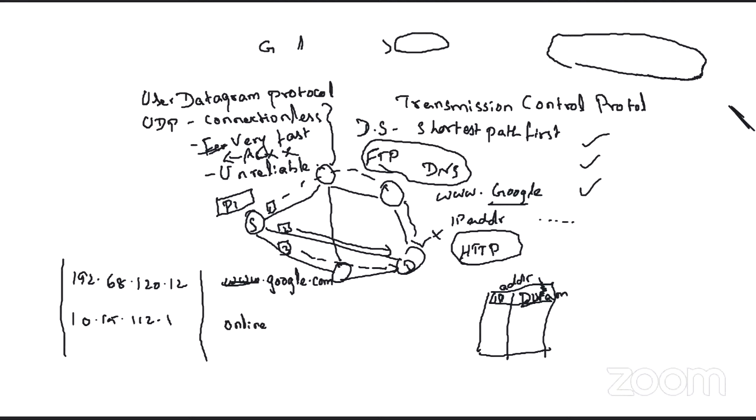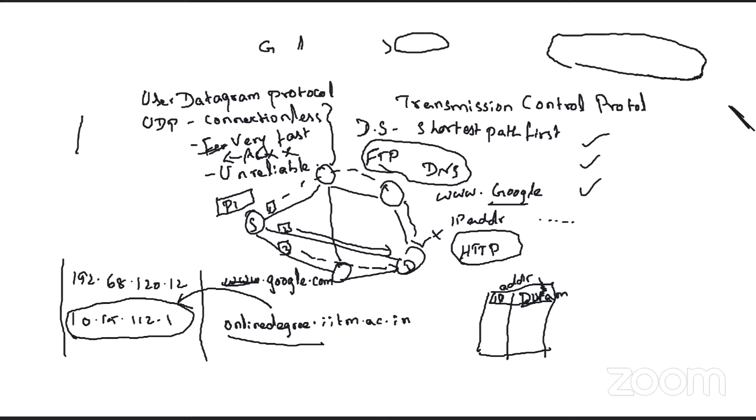And this is for onlinedegree.iitm.ac.in, for example, I'm writing. So instead of remembering this IP address, automatically what it will do, if you type this domain name, the DNS server will map it with the corresponding IP address, and that request will land on the corresponding server which is running at that IP address, right?